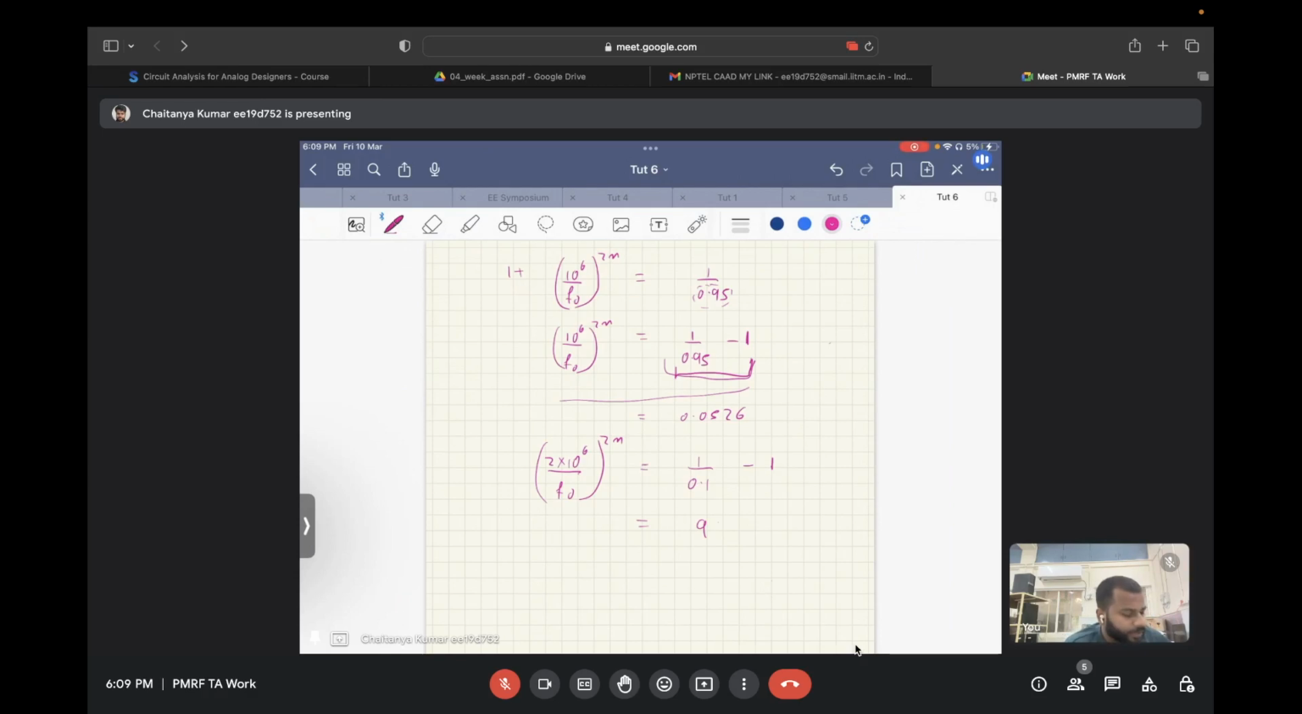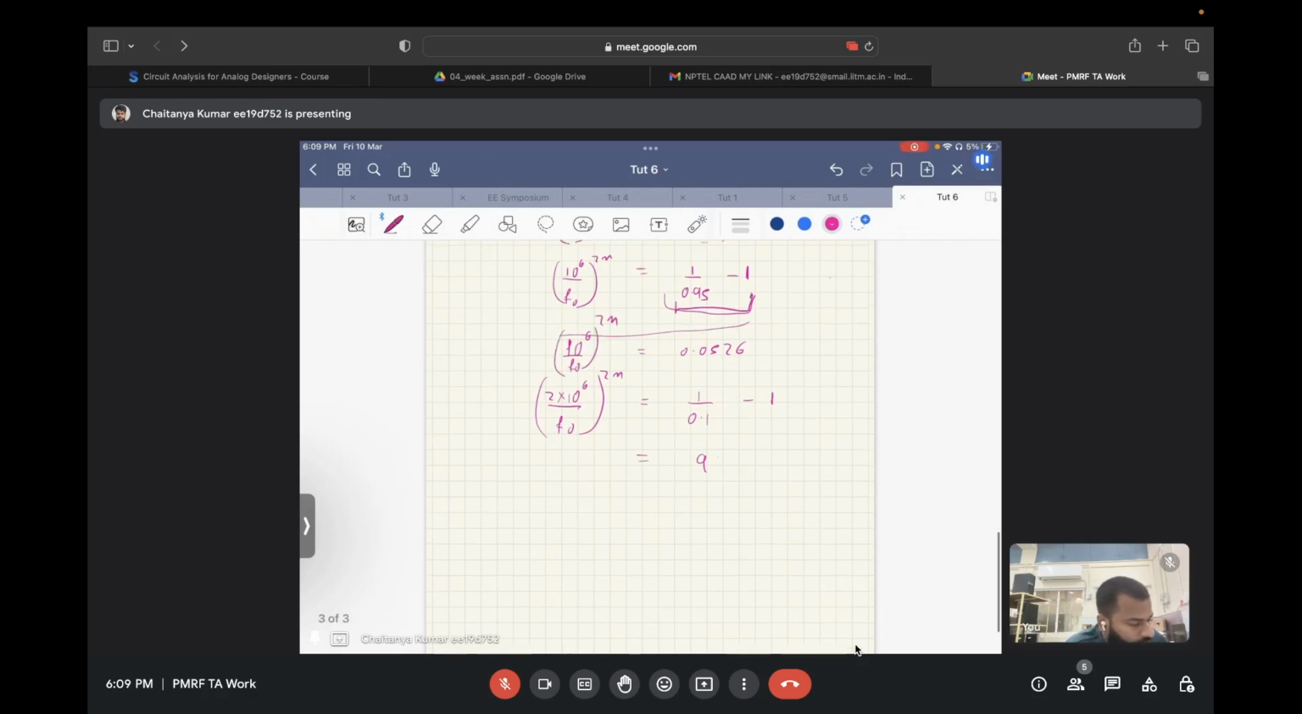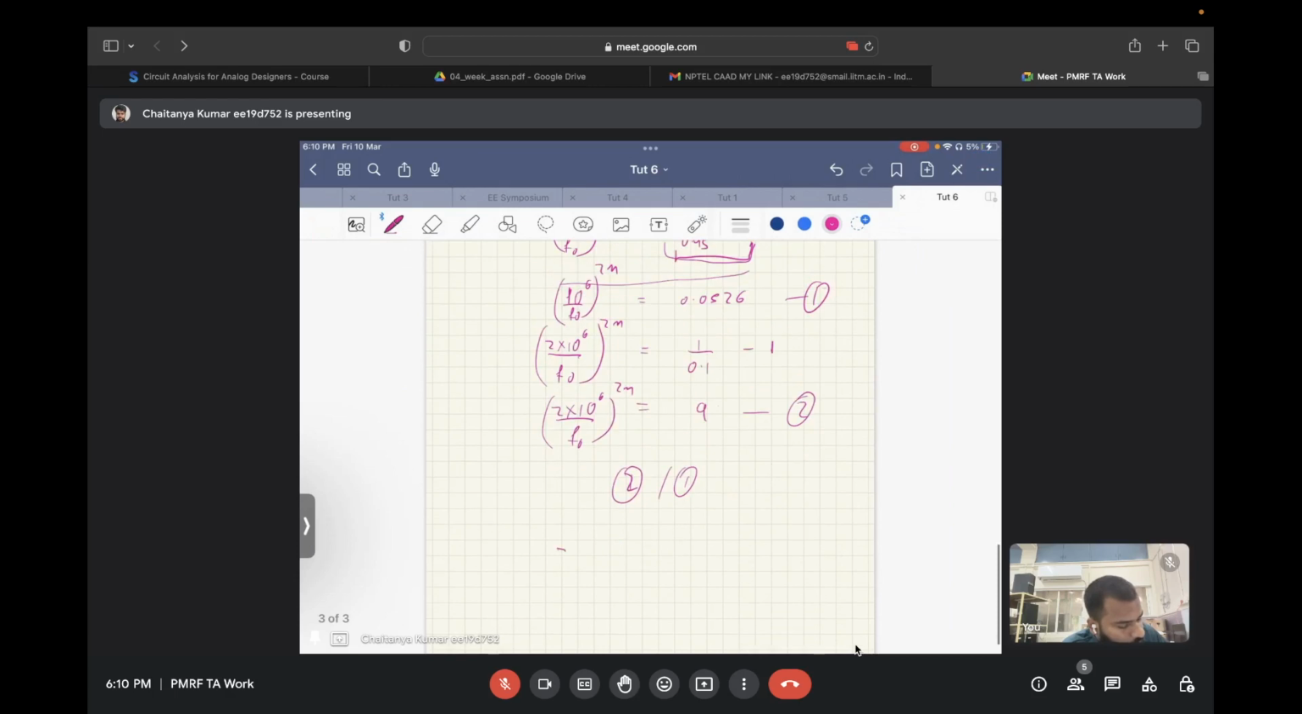So first of all we need to find the order, right? So we can divide equation 1 and equation 2. So we get the power 2n. Let's say this is equation 1, and 2 into 10 to the power 6 upon f naught to the power 2n is equation 2. So equation 2 by 1, if we do, we get 2 into 10 to the power 6 upon 1 into 10 to the power 6. f naught and f naught are cancelled. To the power 2n is equal to 9 divided by 0.0526. Correct? Yes, sir.